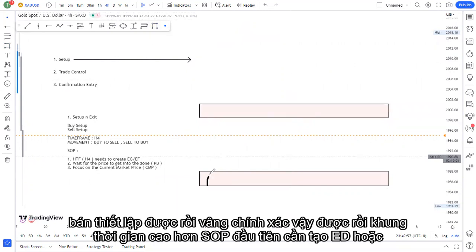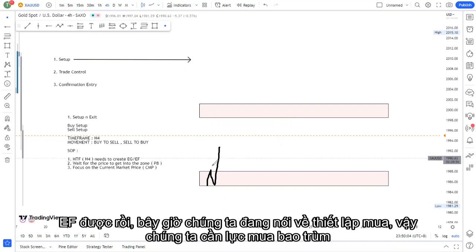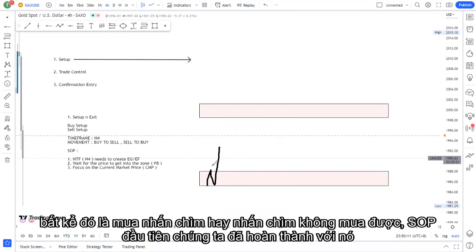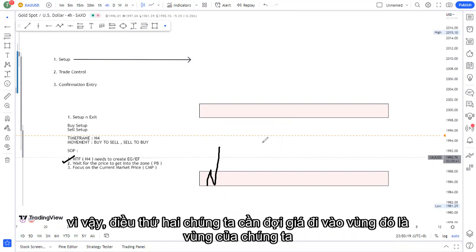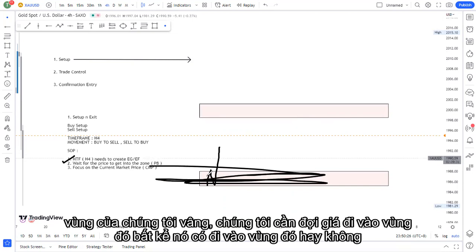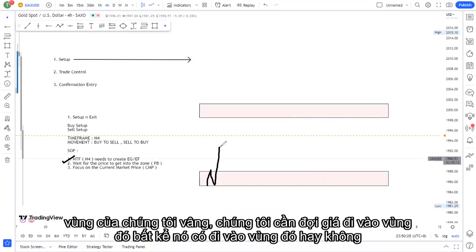The first SOP: the higher time frame needs to create an EG or an EF. Right now we are talking about buy setup, so we need the buy engulfing, no matter if it's engulfing buy or engulfing fail buy. The first SOP is done. The second one: we need to wait for the price to get into the zone. This is our zone.